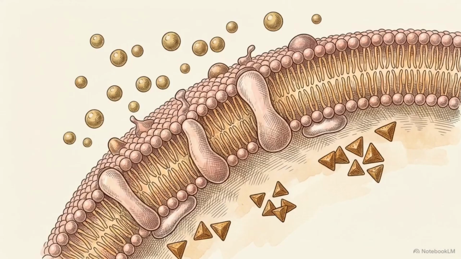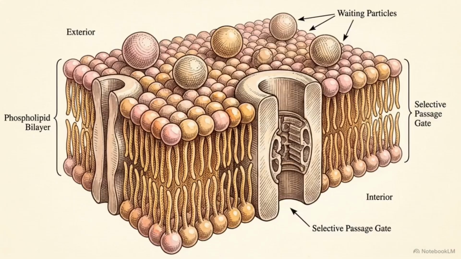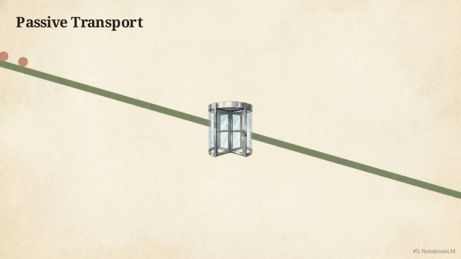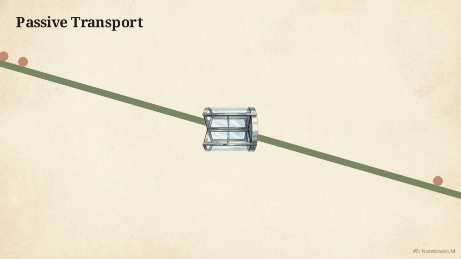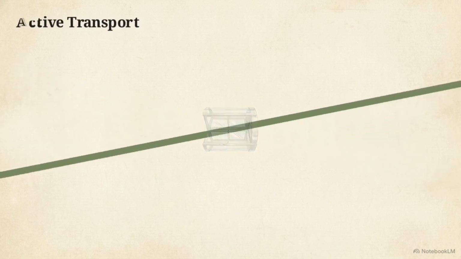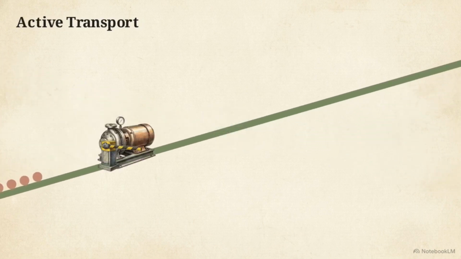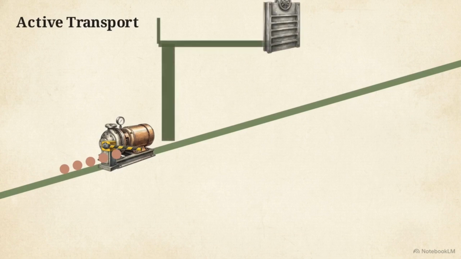To stay alive, these cells need to move supplies in and out. This happens at the cell membrane, a selective security gate that decides exactly what can pass through. Some things move through the gate for free. Molecules naturally flow downhill into the cell without using energy. But often, the cell must push things uphill against the crowd. This requires active effort, hauling materials across the membrane to keep the internal environment stable.